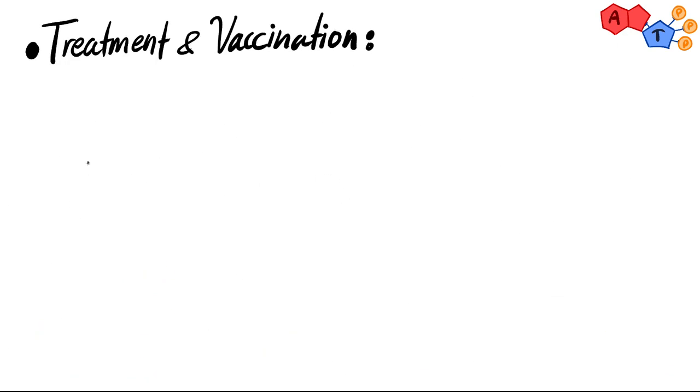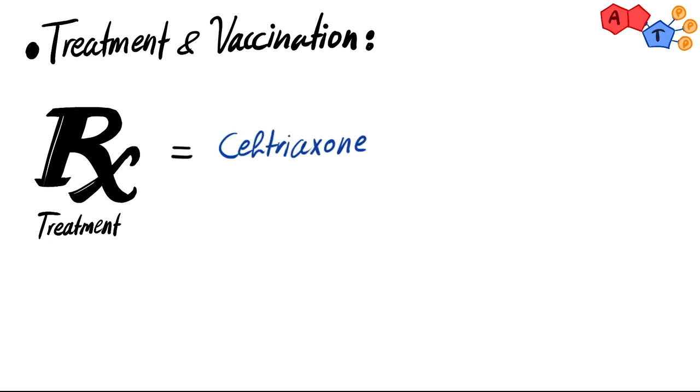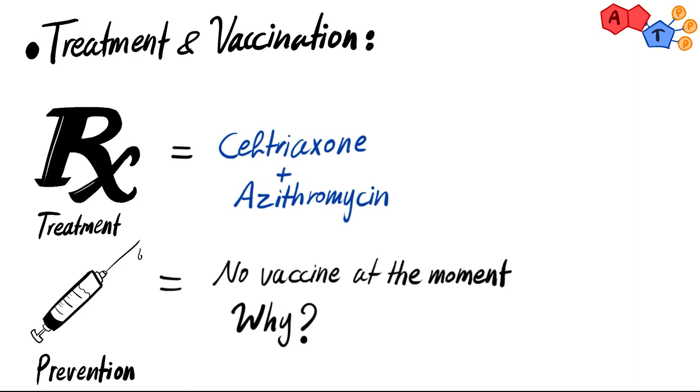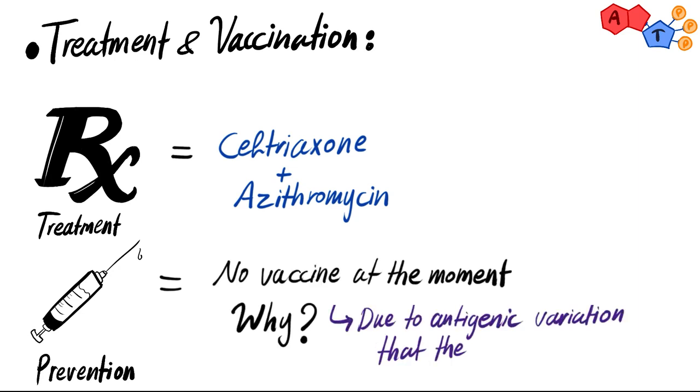Now for the treatment, we usually use ceftriaxone and azithromycin. Ceftriaxone is a third-generation cephalosporin, and azithromycin is a macrolide. For prevention, we sadly don't have a vaccine for the species yet. Do you know why? It's because of the antigenic variation that the pili display.